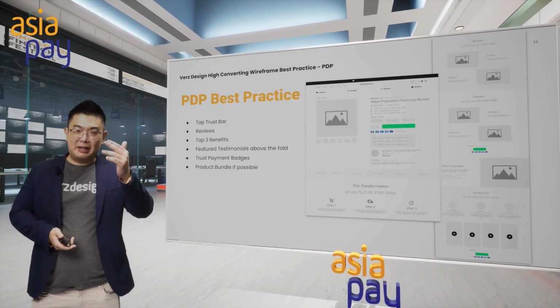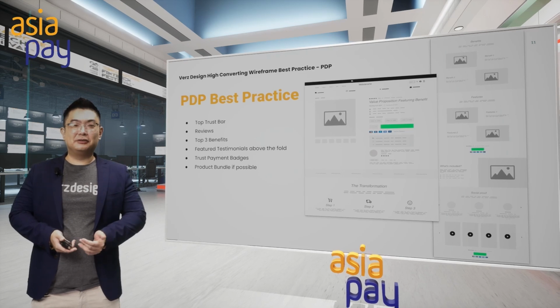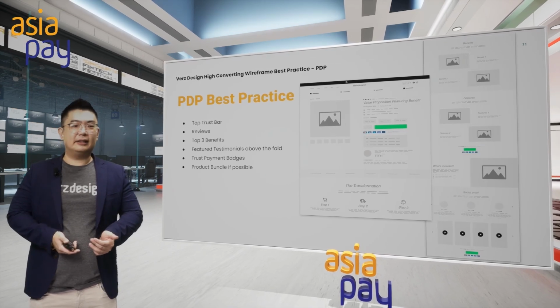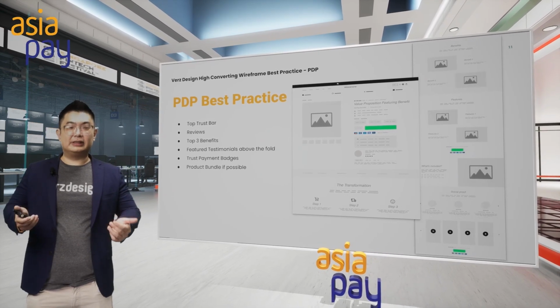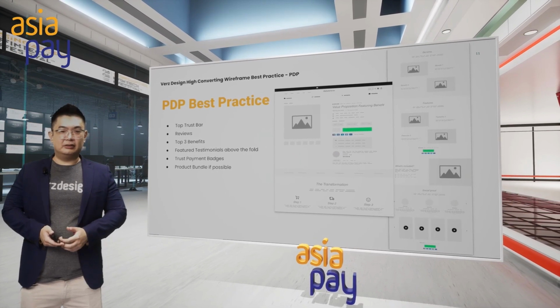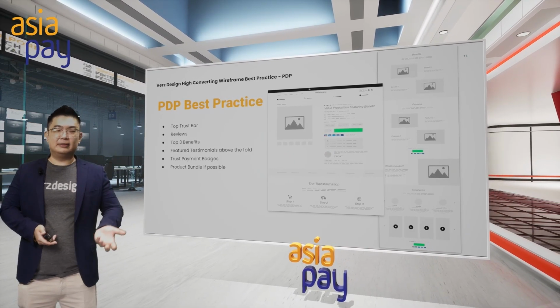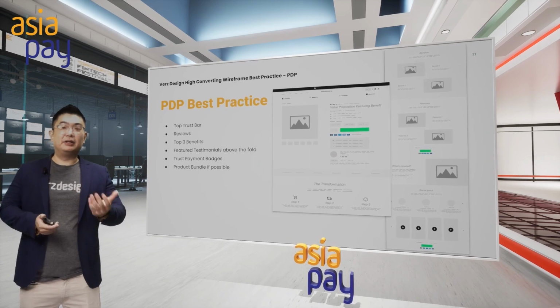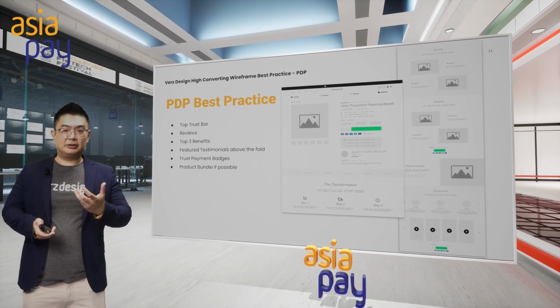Now, typically as you go down the product detail page, you can also feature certain social proof, like testimonials in the above the fold segment, which is the top part. Again, you can also put like, people frequently bought with product bundling, people buy this with that, to help you to increase the average order of your shopping cart.